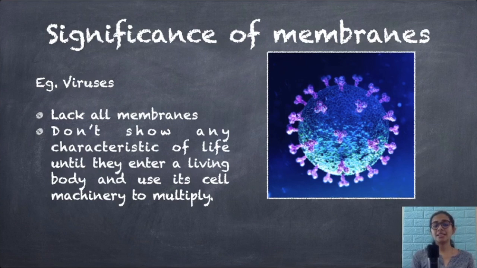As a result of the absence of membranes, these viruses do not show any characteristic of a living organism. That means it doesn't show any characteristic of life until they enter a living body and use its cell machinery to multiply. Until and unless a virus gets into a living body, it does not show any characteristic of life. Once it enters a living body, only then it uses the cell machinery of that living organism and it multiplies. Only then it starts showing the characters of a living organism.